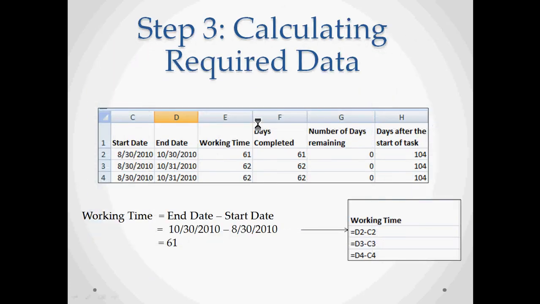The third step would be calculating the required data, that is the later 4 columns. The first column is working time. This is just the difference between the end date and the start date. Thus, in the Excel, we put the formula as D2 minus C2. This gives us the answer as 61, which is the working time for the first task.